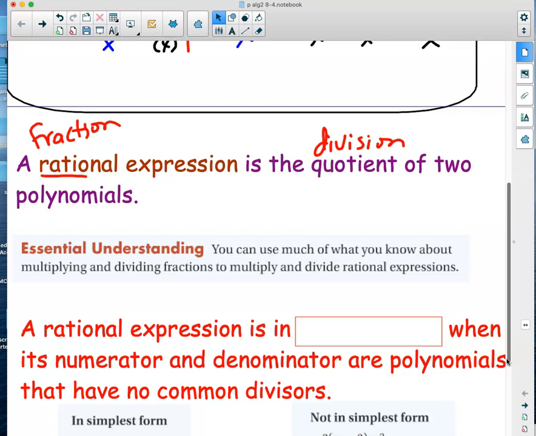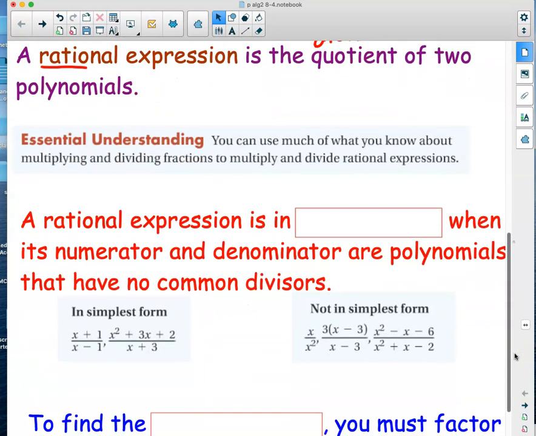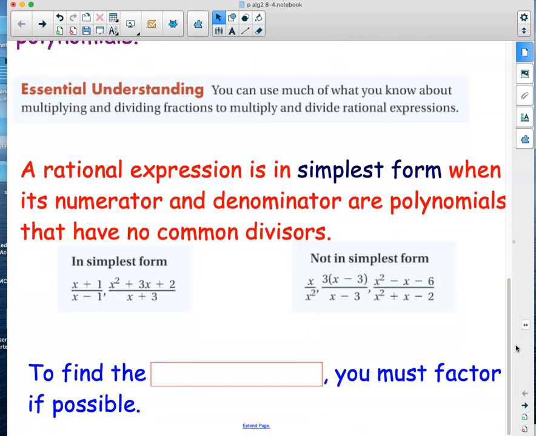So it's not going to change what we know about 1/2 times 4. But it's going to look more complicated because we're going to have algebraic expressions in there. So a rational expression is in simplest form when the numerator and denominator are polynomials that have no common divisors. You have canceled everything you can possibly cancel. You have it simplified. So to start with, we just need to see what does that look like, you know? So this one says these are already in simplest form.